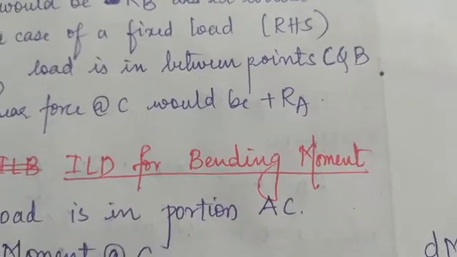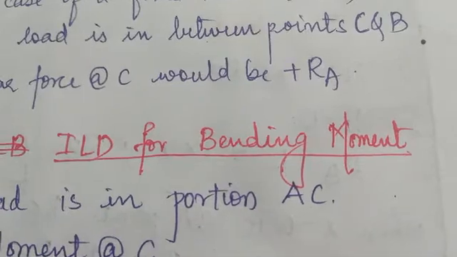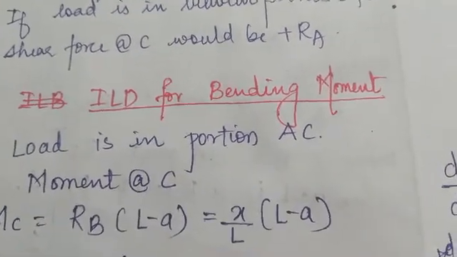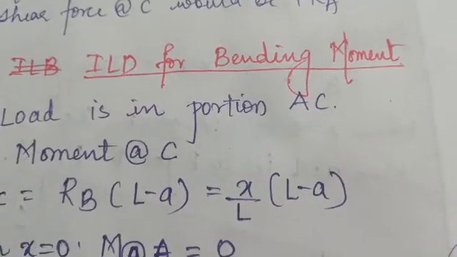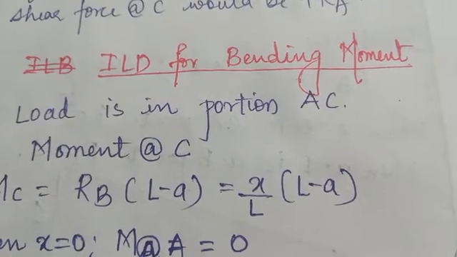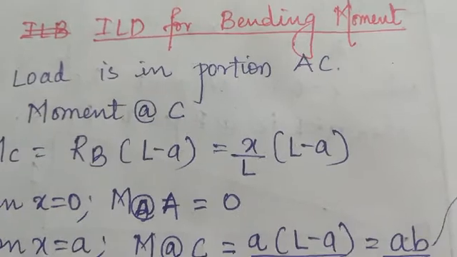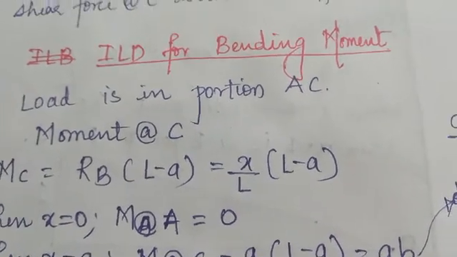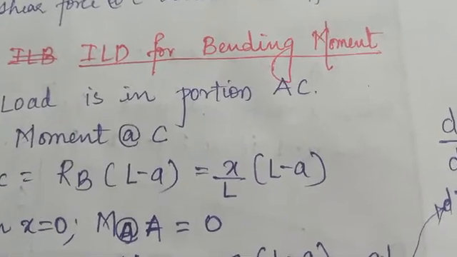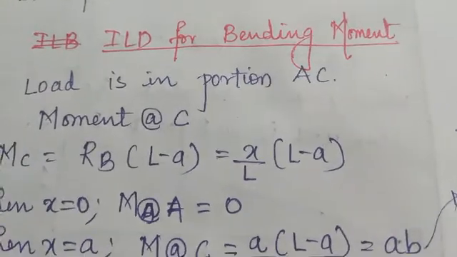Next, we will draw the influence line diagram for bending moment. Now, how to do it? We are going to take moment at a point. This point I am going to calculate as C. Load is in portion AC. The same pattern we are going to follow, that is, when the load is in the AC section, we are going to calculate moment at C, and when the load is in the BC section, we are going to calculate the moment at C.